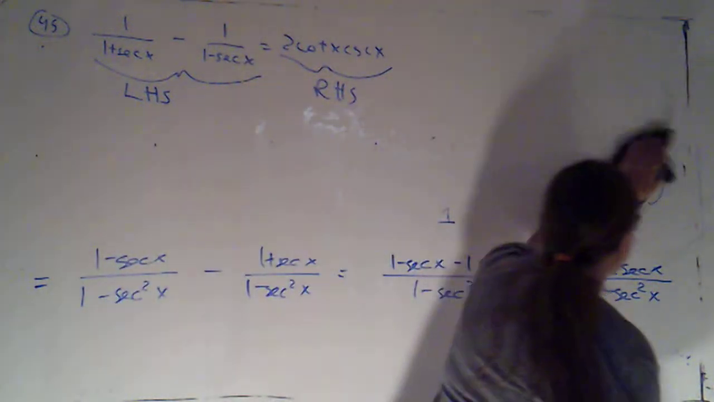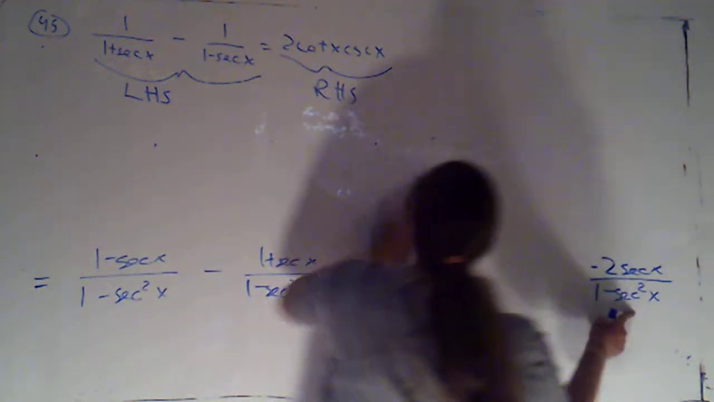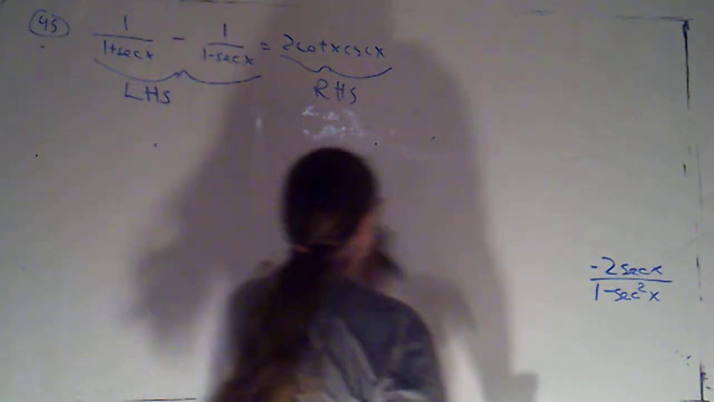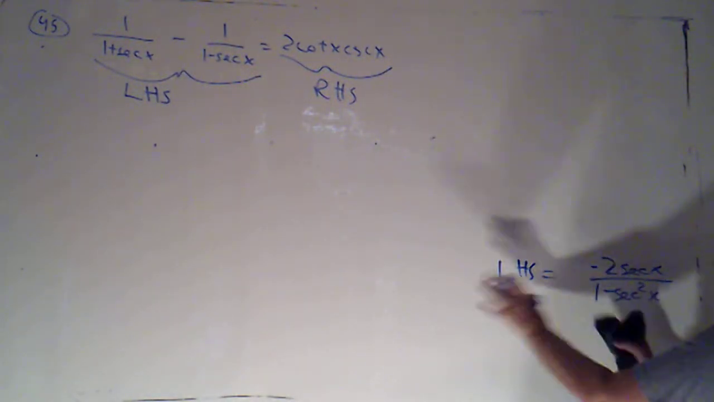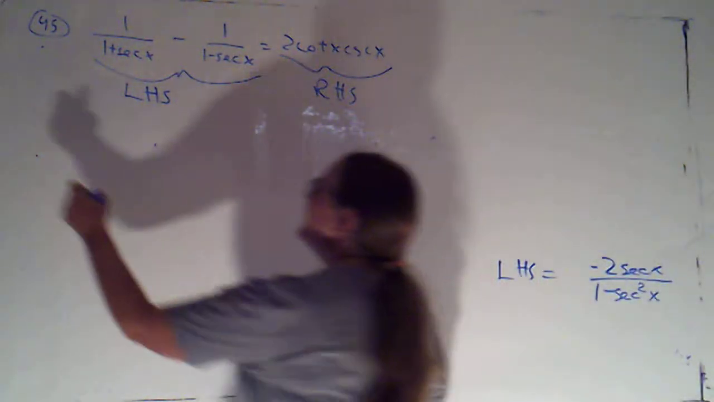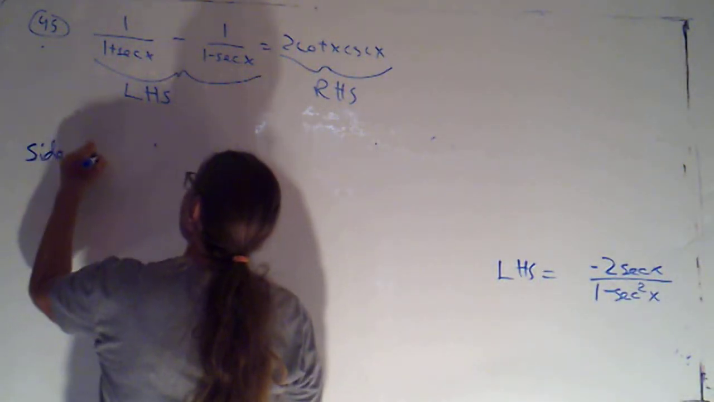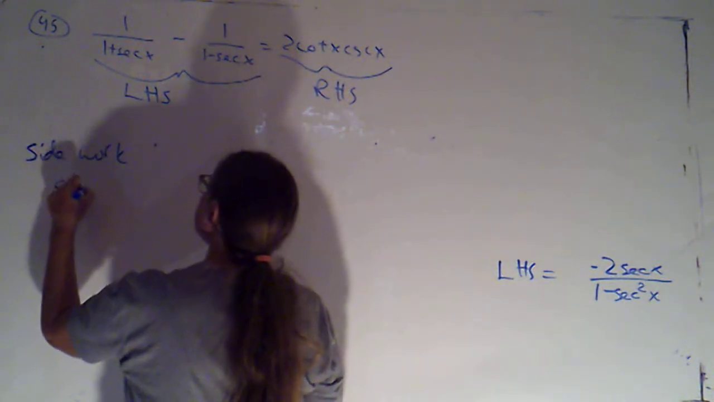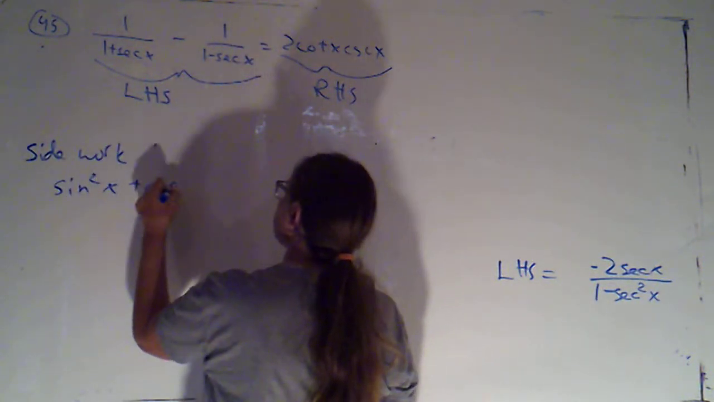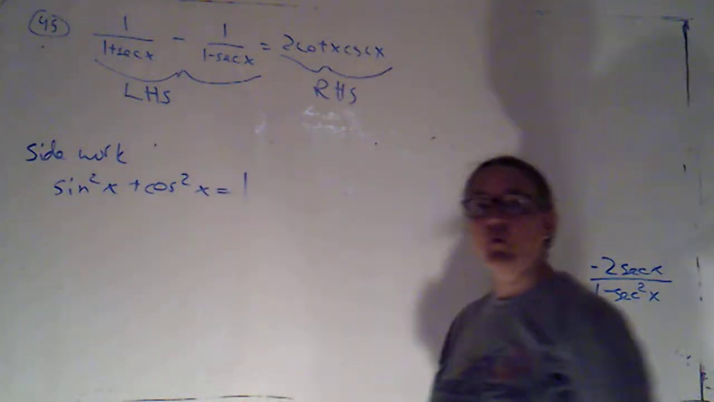So I'm going to erase everything except where I've gotten to this point. So far we've said that the left-hand side is equal to that, with a lot more work to get that. Okay, a little bit of side work. If I don't remember all the different versions, I should always know this one: sine squared x plus cosine squared x is equal to 1.